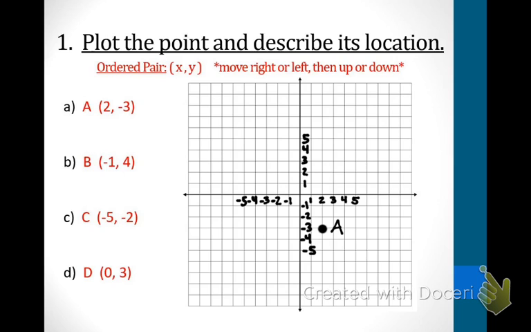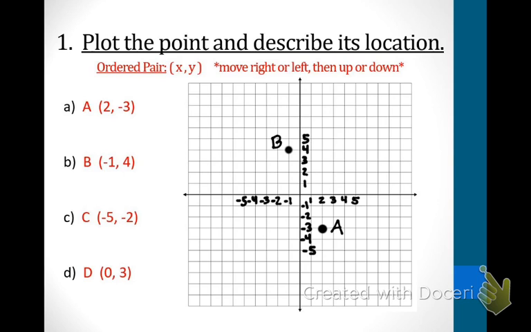Who wants to come up to do point B? Kyla, come on up. All right, Kyla, you're going to plot point B for us. Where should you start? Right here. Start at the 0, 0, and then you're going to go to -1, which is left. Very good. And then you're going to go to +4, which is up. And that is correct right there. And we're going to label it as what? B. Point B.